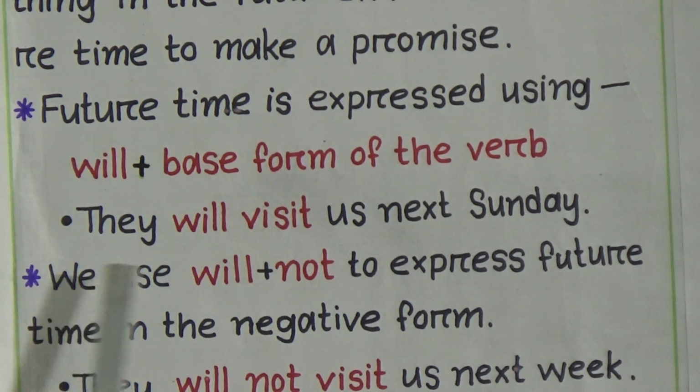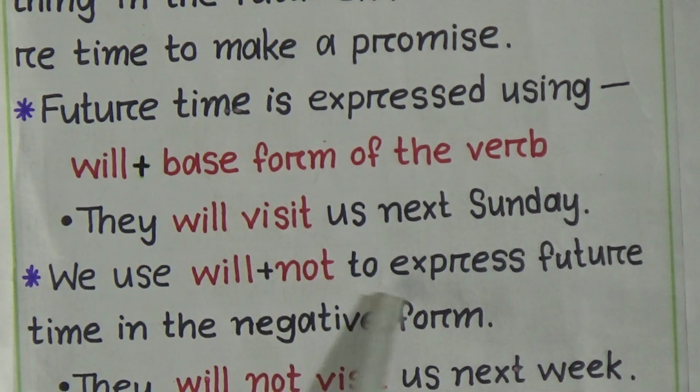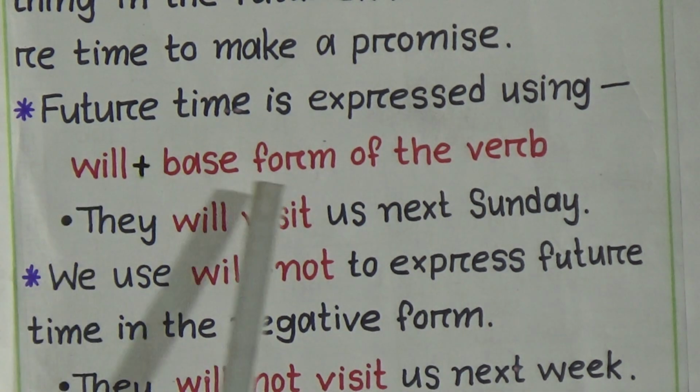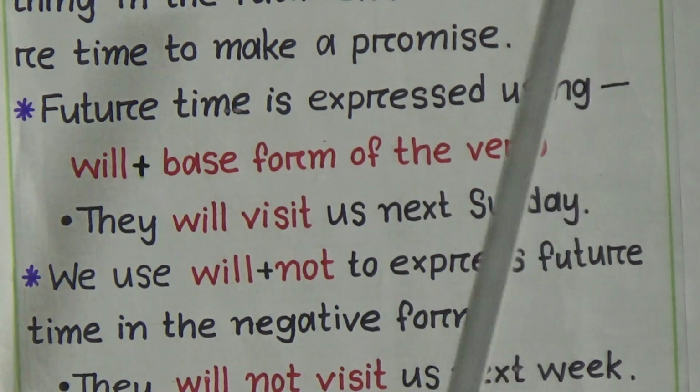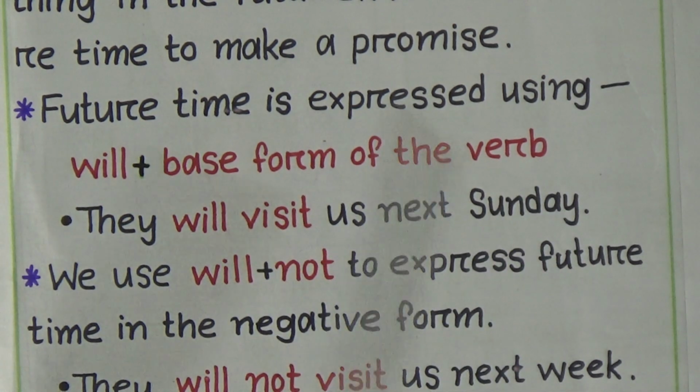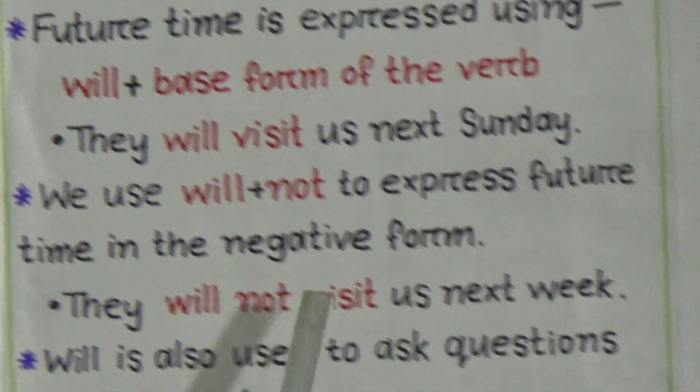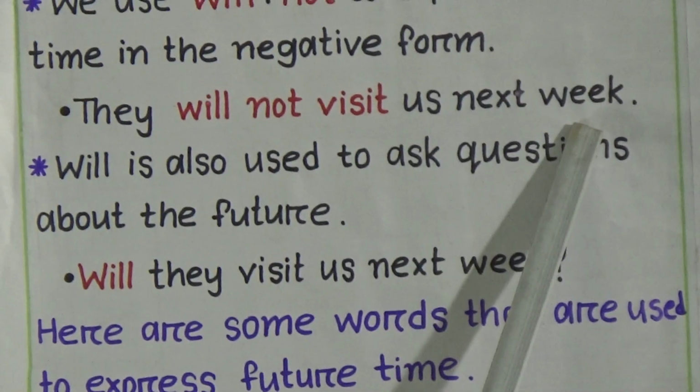Next rule, we use will plus not to express future time in the negative form. So the previous rule, will plus base form of the verb, is for a positive statement. But when we use a negative statement, we have to use this structure, will plus not. We can say, they will not visit us next week.